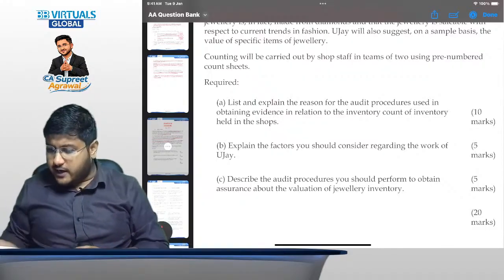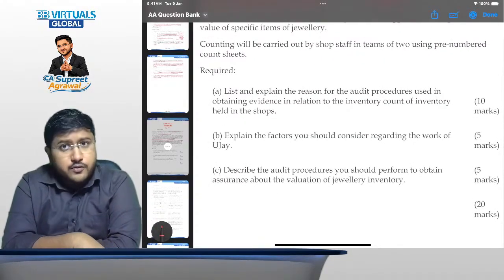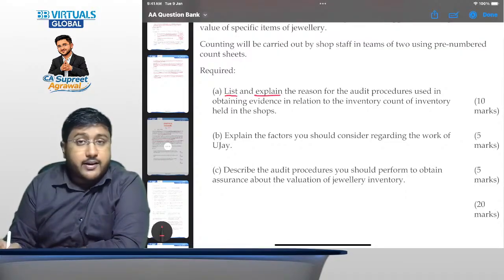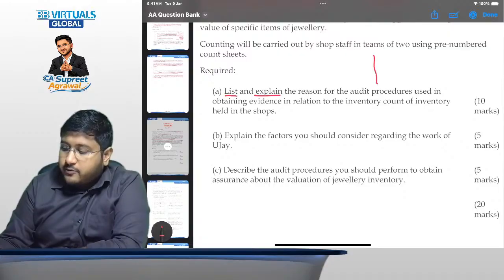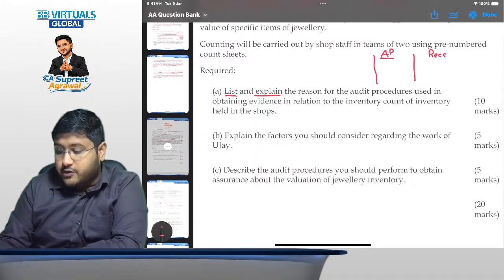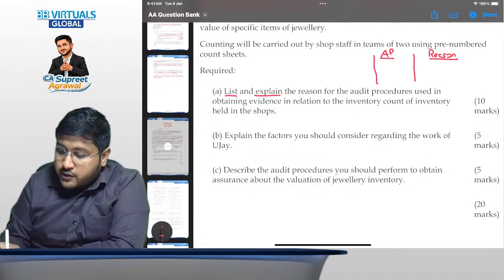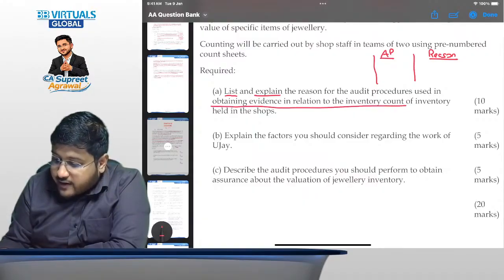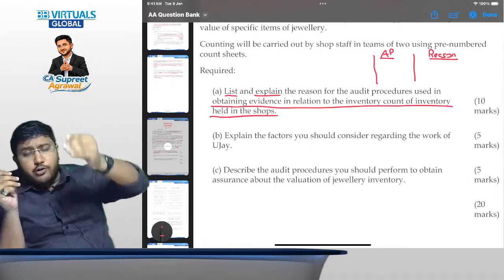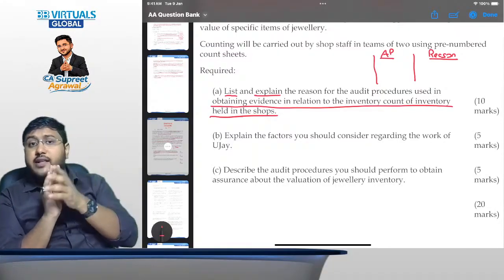Yes guys, hope it's done. So when we discuss list and explain the reasons for audit procedures, we should not miss out on this point: list and then explain. That is, we have to create a column where we write the audit procedures in one column and then the reason for performing that procedure. So when we talk about the audit procedures used in obtaining evidence in relation to the inventory count of inventory held in the shops, we first write all the audit procedures that we will be performing in relation to the inventory count and then the reason for performing them.